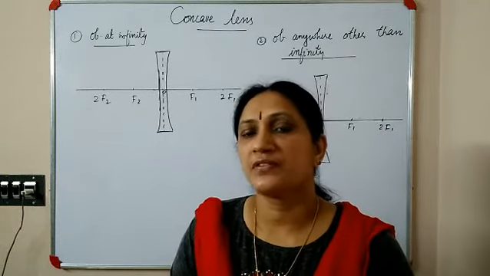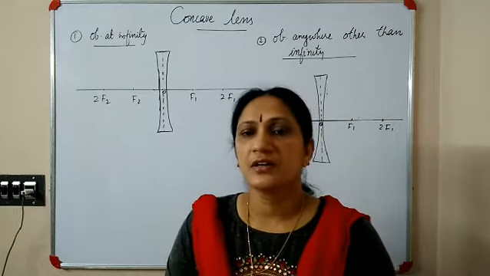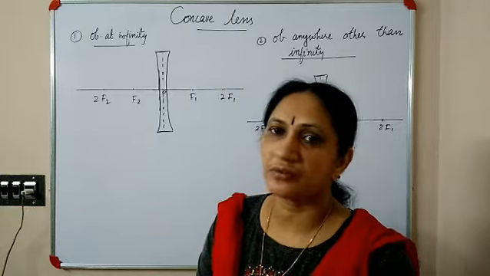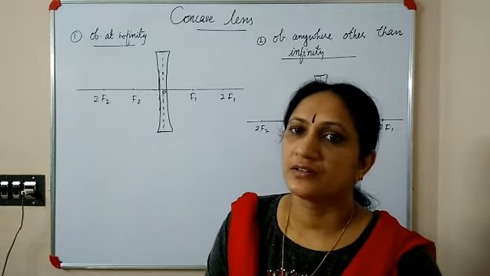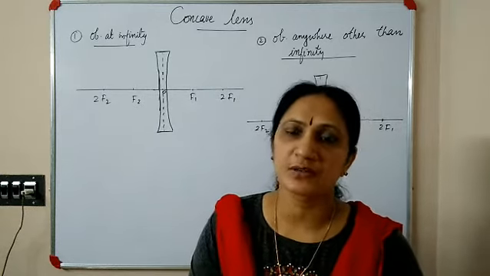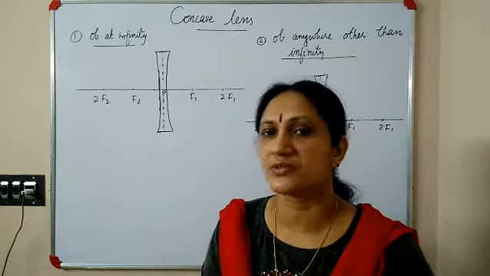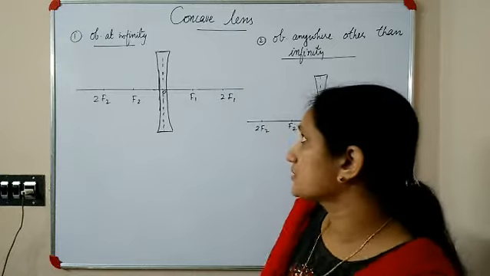In the previous video we have seen the rules for making images in concave lens. 3 basic rays or principal rays were discussed, and we are going to apply them in this case to get the location of the image.